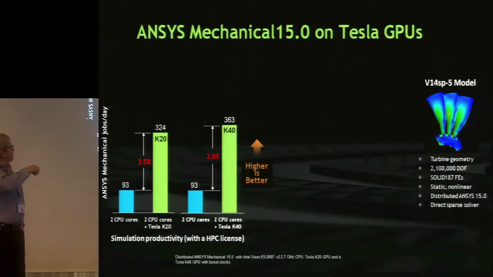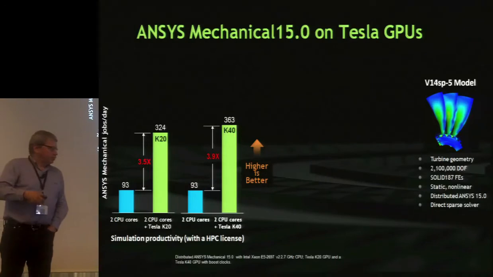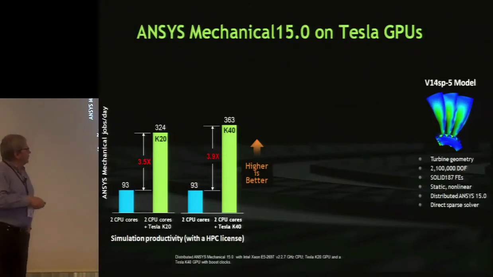In this case here you see ANSYS mechanical jobs per day. With 2 CPU cores, we got 93 jobs per day. With an additional Tesla K20, we get 324 jobs per day. So it's an increase by a factor of 3.5.